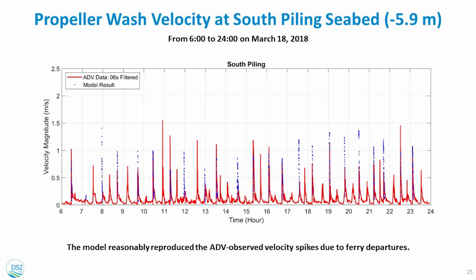Same data for the south piling is shown in this slide. Of note is the significantly higher magnitudes associated with the vessel departures than at the north piling, where again there is generally good correspondence between the measured ADV data and the predicted velocities.